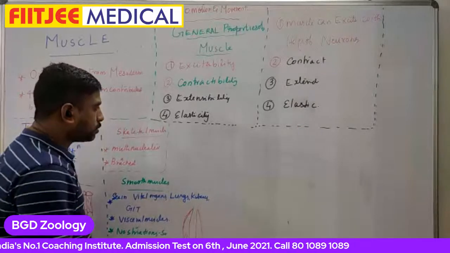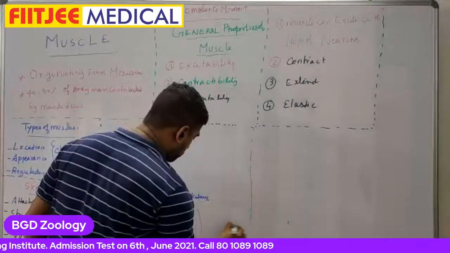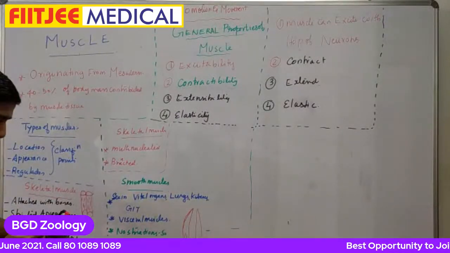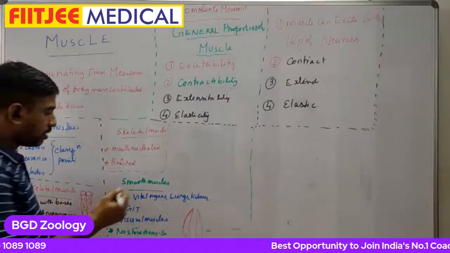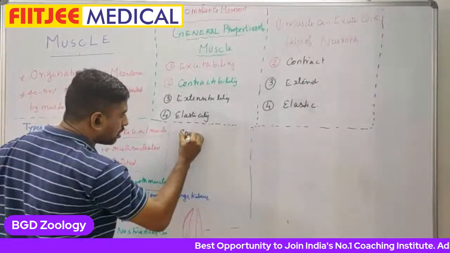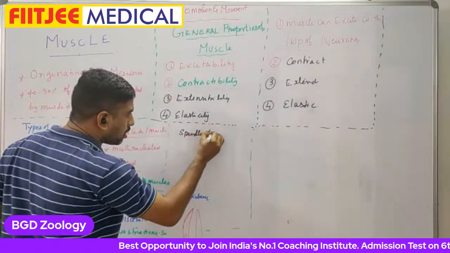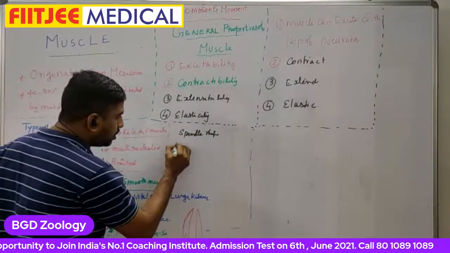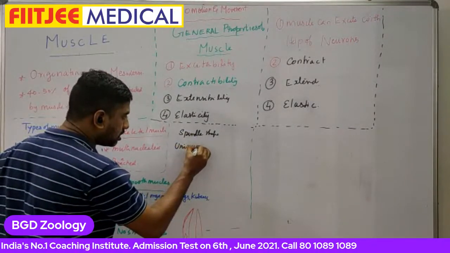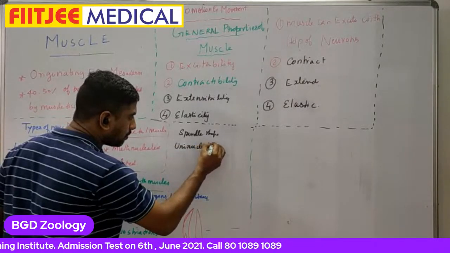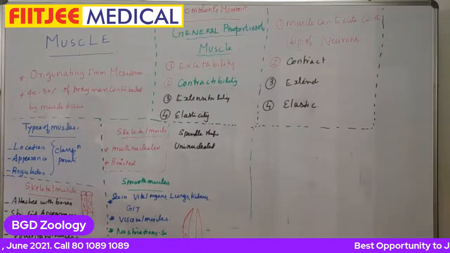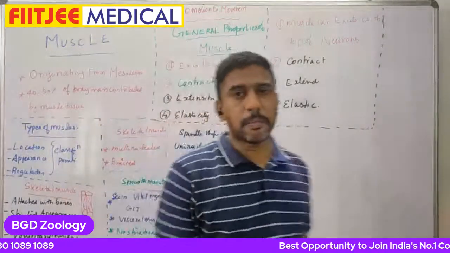And from this diagram, it's very clear. If you look at the smooth muscles, they have the spindle shape. And it's very clear, if you look at the nucleus, they are uninucleated. That's clear. So I think this is very clear to everyone.